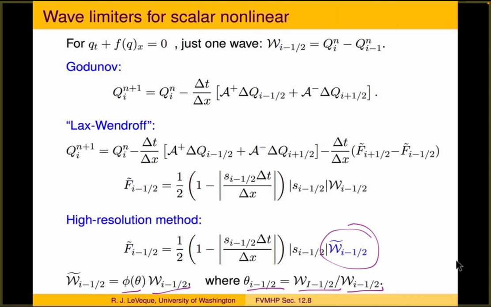So this capital I is either little i plus 1 or little i minus 1, depending on whether the speed is positive or negative. But in the scalar case, the wave is simply a scalar jump in Q, and so we can just look at this ratio of scalars as our definition of the smoothness indicator theta, and then we apply a limiter to that, just as we developed originally for the scalar advection equation, and that tells us how to limit the W tilde wave.